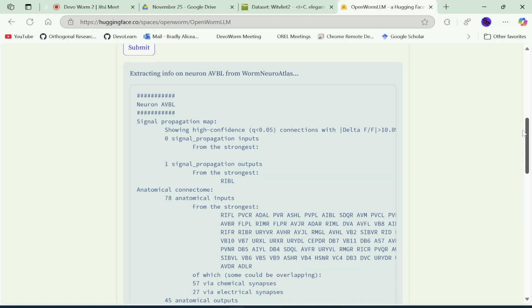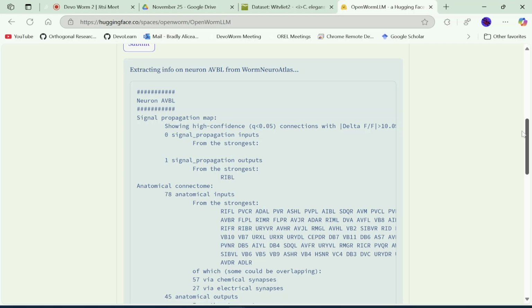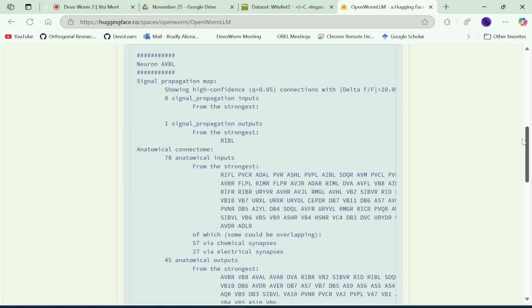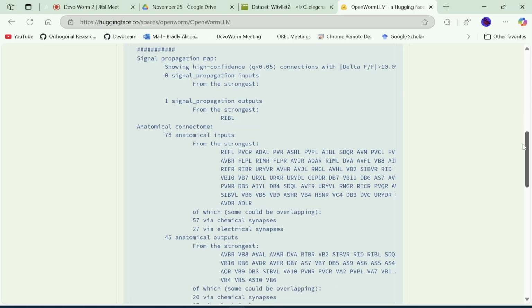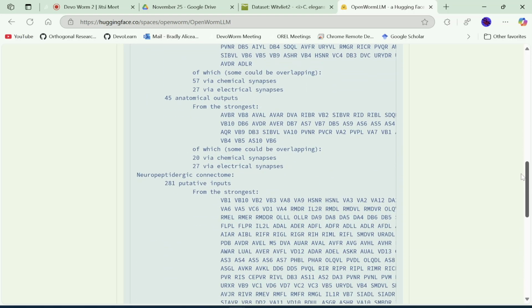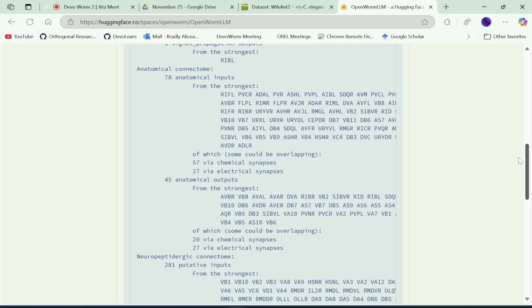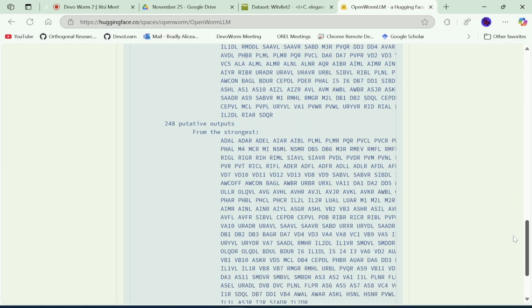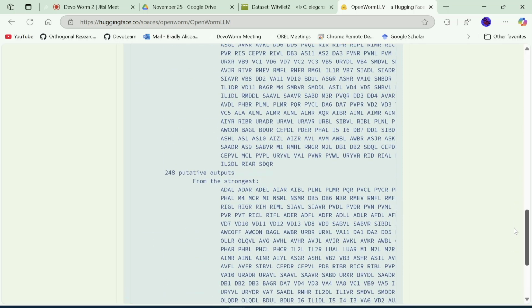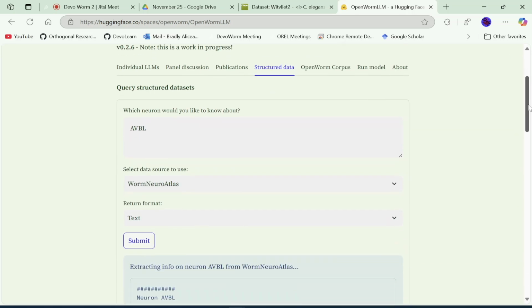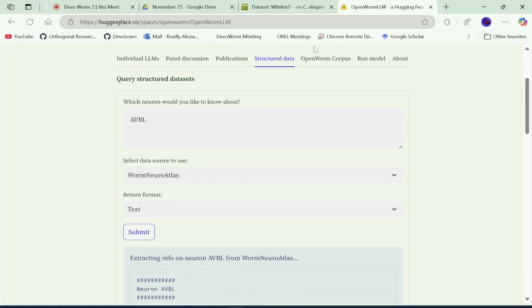So if we look at the answer here, we see that it gives information about neuron AVBL from WormAtlas, and it looks like it's formatted data, just giving information about the anatomical connectome, its inputs, its putative inputs in the neuropeptidergic connectome and then the anatomical connectome, and then it's giving outputs as well. So this is really interesting. I hadn't realized that there was this kind of structured data aspect to it.